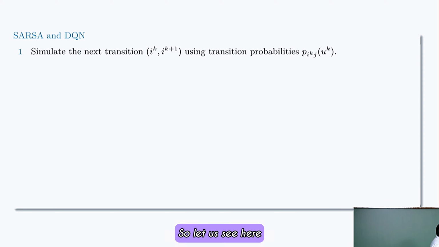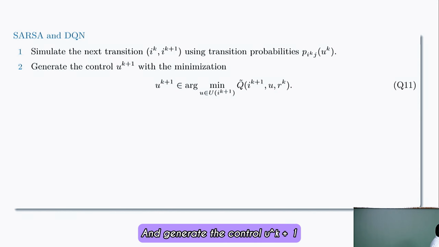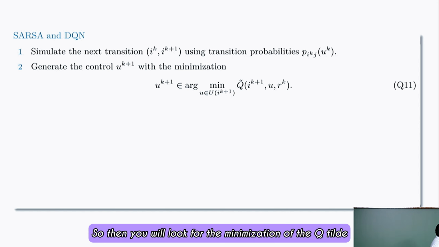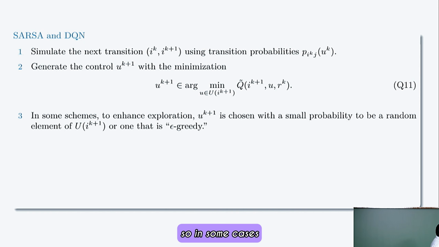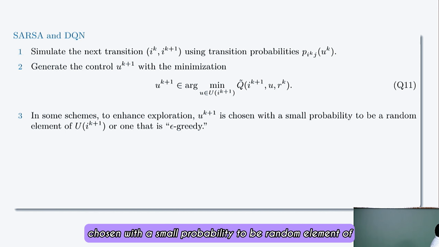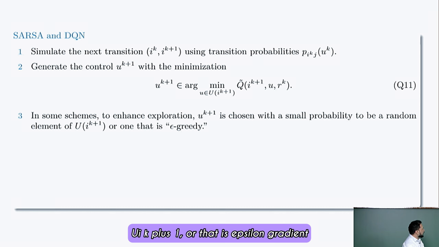So let us see here. Simulate the next transition: you go from ik to ik plus 1 using the transition probabilities with the control uk, and generate the control uk plus 1 with the following minimization. You look for the minimization of q tilde ik plus 1 over u. In some cases, to enhance exploration, uk plus 1 is chosen with a small probability to be a random element of U(ik plus 1), that is epsilon greedy.